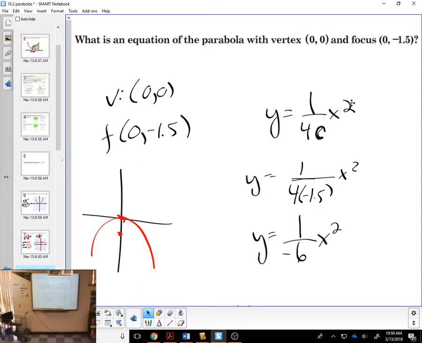Yeah, the x and y's are switched. If you're not working with a vertical parabola, and you're working with horizontal, all the x, y's switch places. So the equation would be x equals 1 over 4c y squared, and then the focus would be at c, comma 0. C, comma 0. Okay? All right.